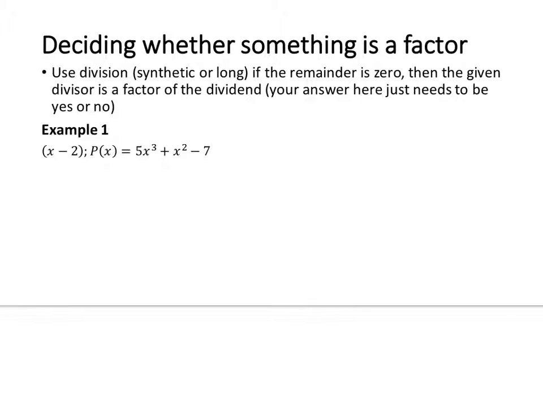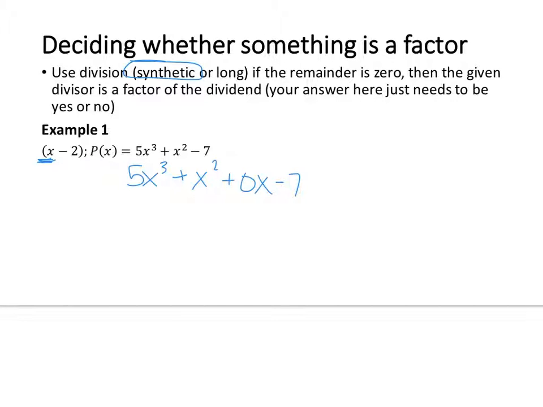So before we actually start factoring, we are going to decide whether something is a factor. You can do this using synthetic division or long division. Remember to use synthetic division, there cannot be a number in front of your x. So I'm just going to go ahead and set up synthetic division. I do see a hole in this problem, so I have 5x to the third plus 1x squared plus 0x minus 7.